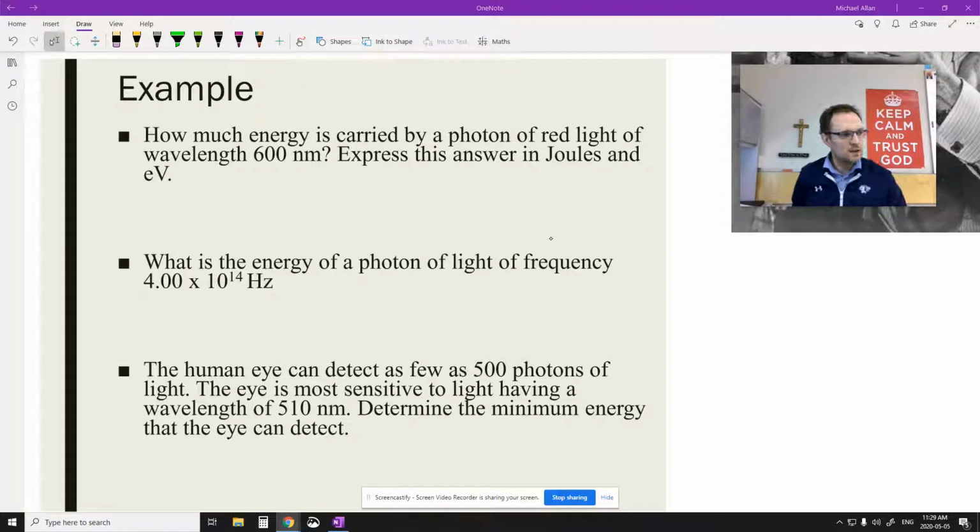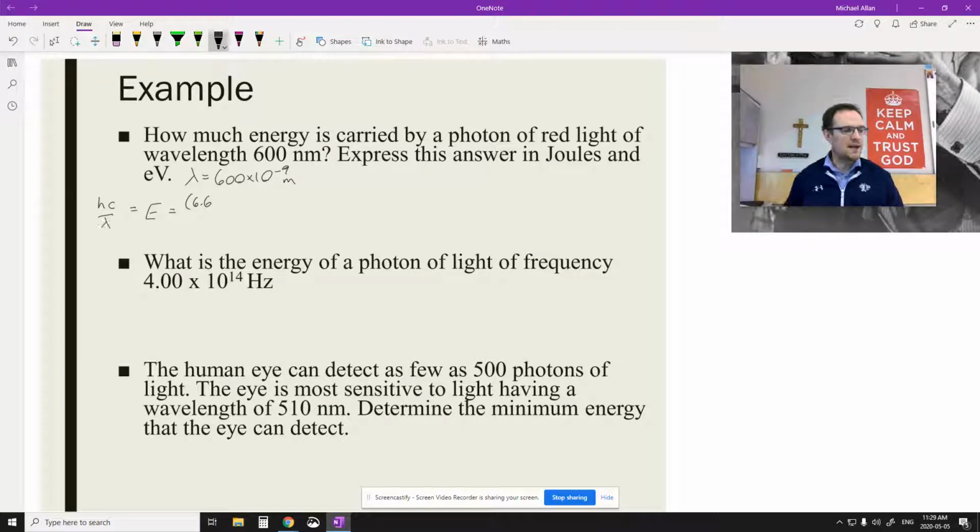So I'm going to do it twice here. You'll see. So for my first one, we're just going to write here what my wavelength is. It's 600 nanometers. So I'm going to change that into regular meters. And the first one here I'm going to go for joules. So I'm going to use the 6.63. So I'm using the formula hc over lambda.